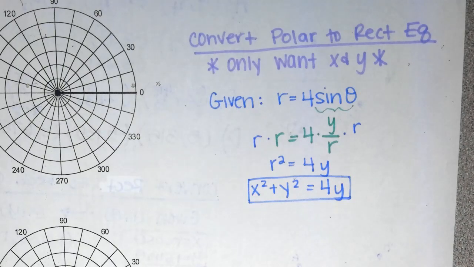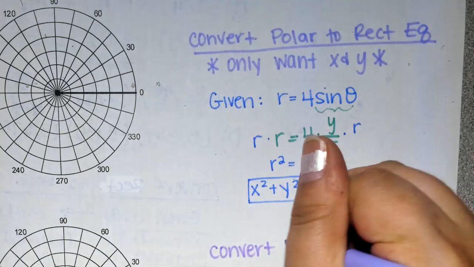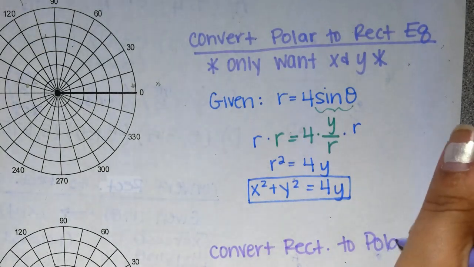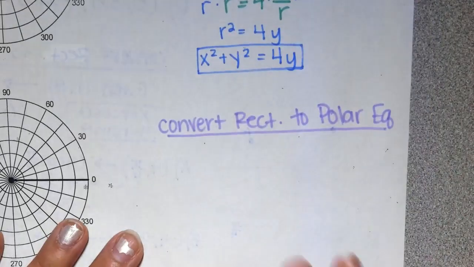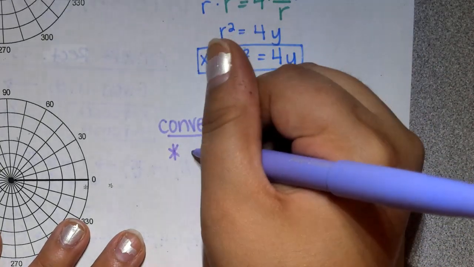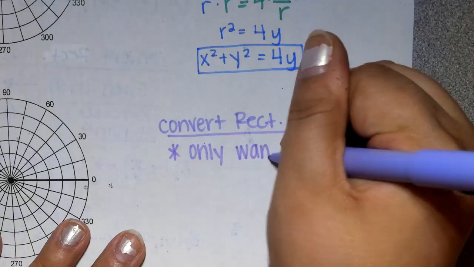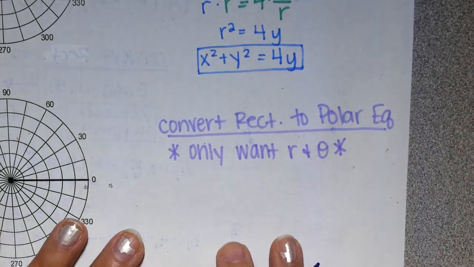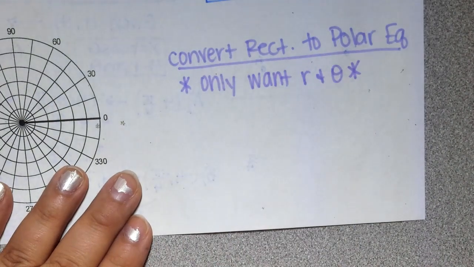Now we're going to do the other way. Now let's convert rectangular to a polar equation. And in this case, in our equation, we only want r and theta. Write it down.